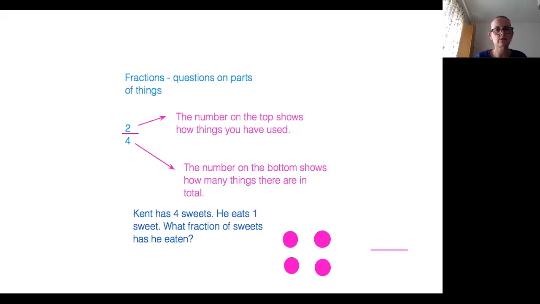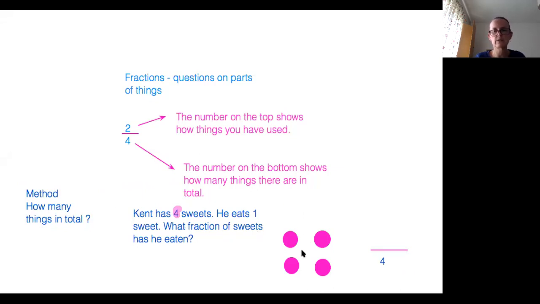Well, the first thing that we want to do is put how many things there are in total. How many things are there in total? Okay, so if we look at Kent's sweets, we know that in total he has 4 sweets. Because it's the total, we then know that that number goes on the bottom, because that's the total number. So put 4 there. Okay, so we've done that one.